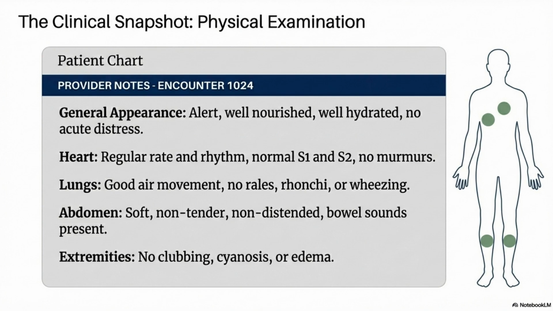Here, we review the physical exam findings. The patient appears well, with normal heart and lung sounds, a soft and non-tender abdomen, and no extremity abnormalities. These details help us confirm stability of chronic conditions and rule out acute complications.